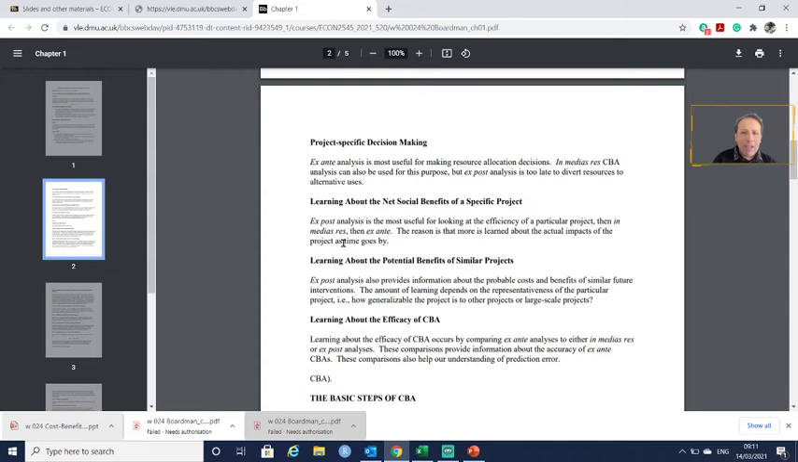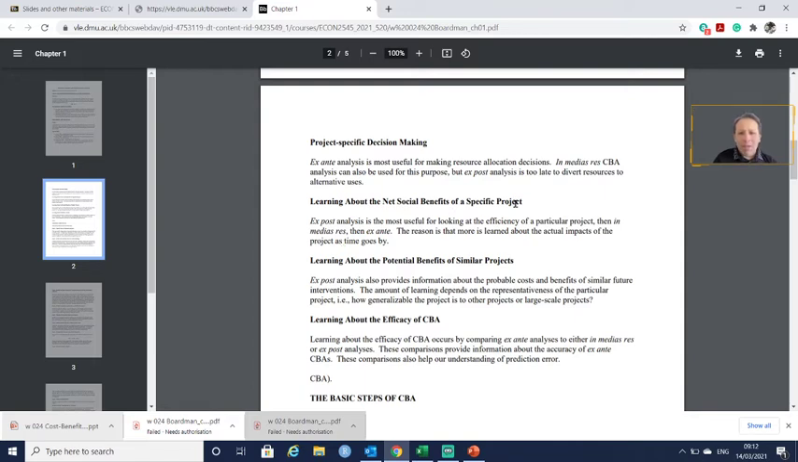And ex post analysis is too late, actually, to divert resources to alternative uses. So the ex post analysis is more for comparison reasons, or to get to know what happened if something goes wrong, for instance. So, learning about the net social benefits of a specific project.